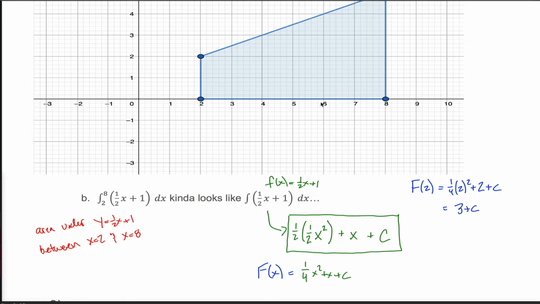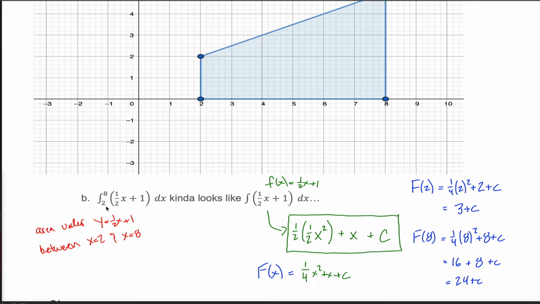I don't see how this has anything to do with 3 plus c. Don't give up just yet. Let's figure out F of 8, right? We've already figured out F of 2. Let's figure out F of 8 and see if anything interesting happens. All right, fine. 1/4 times 8 squared plus 8 plus c. See, 8 squared is 64, and 64 times 1/4 is 16. So I got 16 plus 8 plus c. I got 24 plus c. 24 plus c here, 3 plus c here.